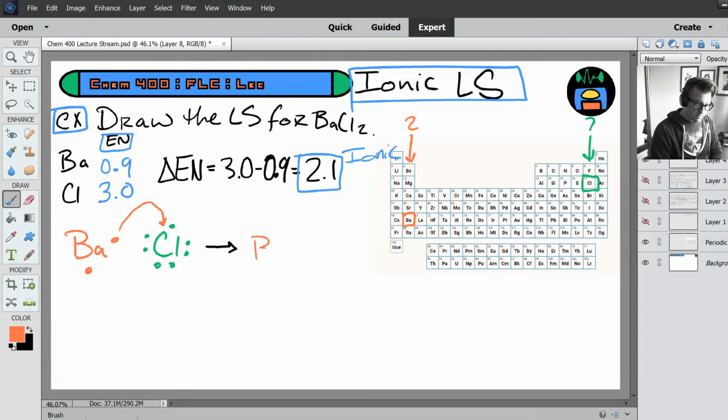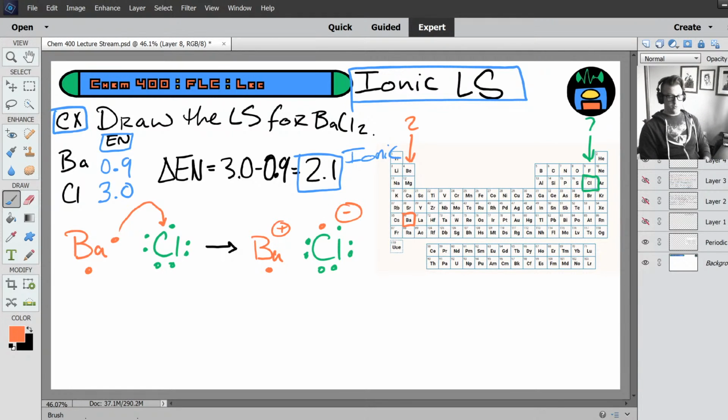Now, when barium loses an electron, its number of protons doesn't change, so it lost a negative charge, and so it has a positive charge left in the wake of losing that negative charge. Chlorine has gained an electron from barium, so it has a negative charge. It is an anion, chloride.